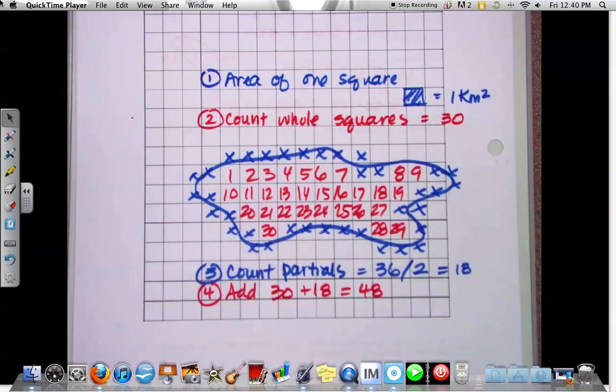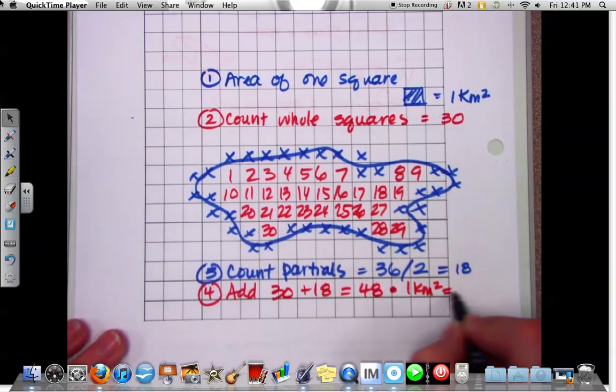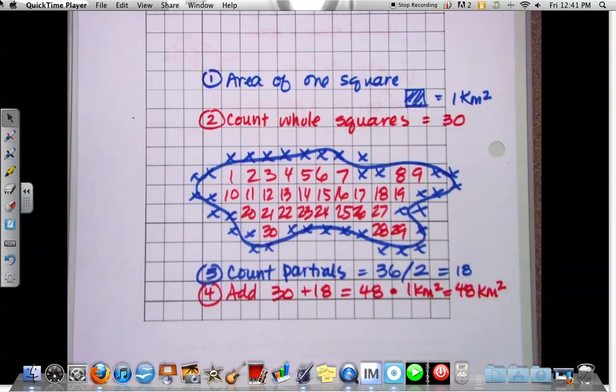And after we added them together, what was the next thing that we did? Multiply it by the area of the square, 1 kilometer squared. So I have 48 kilometers squared. I have 42, but I have 33 and 15. Okay.